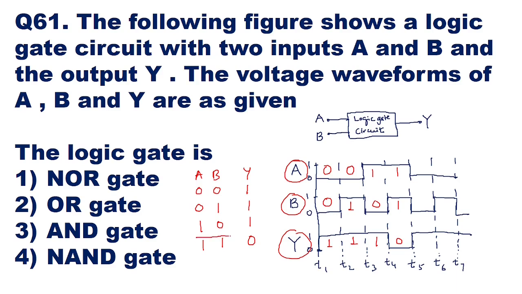If you compare this truth table with the function of any logic gate, it says that when both the inputs are high, the output is low. Otherwise, if any one input is high or if both the inputs are low, the output is high. Now, this relation represents the functioning of a NAND gate. So, out of these four options, option 4 is the right answer, that these voltage waveforms represent the functioning of a NAND gate.